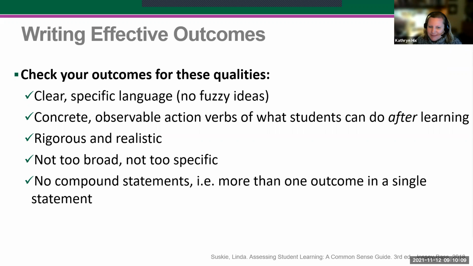This next one: not too broad, not too specific. I know that sounds like nothing, right? But it's hard to find that middle line, and a lot of that takes practice. We can't give them the world in one outcome, but we also can't have an outcome that's just a task, like a student will know how to take a patient's blood pressure. That's a skill. That's not a learning outcome that would be appropriate for something like what we're doing here. So make sure that we're threading that needle appropriately there.